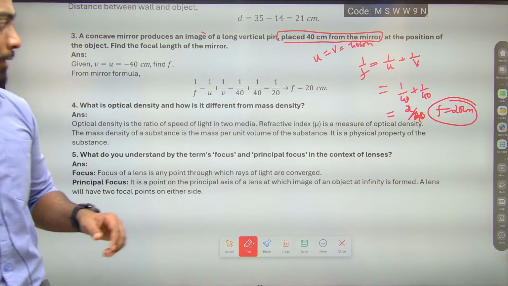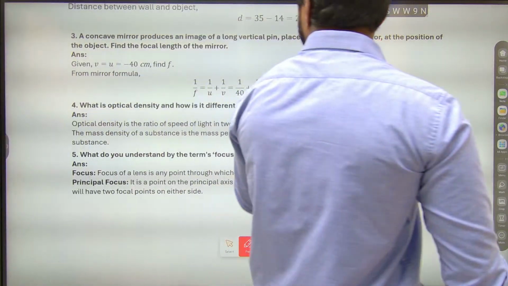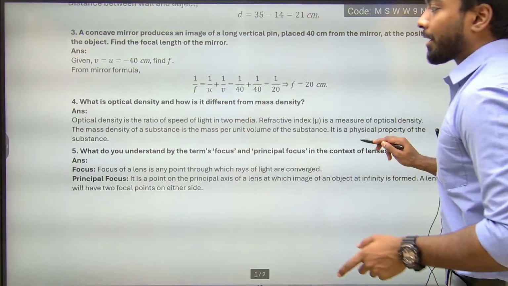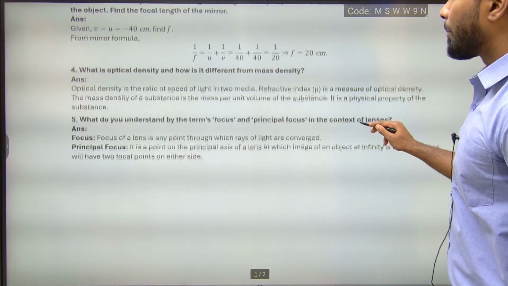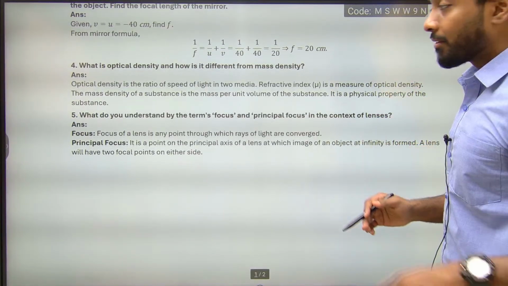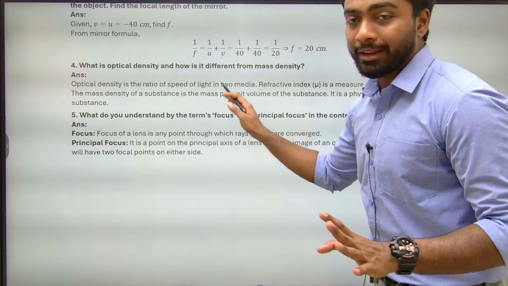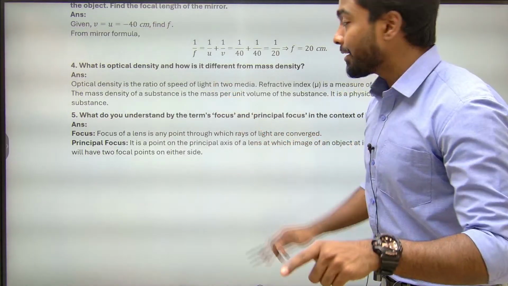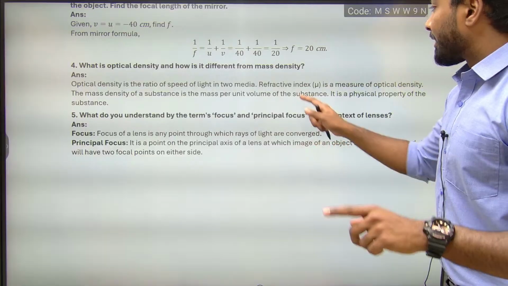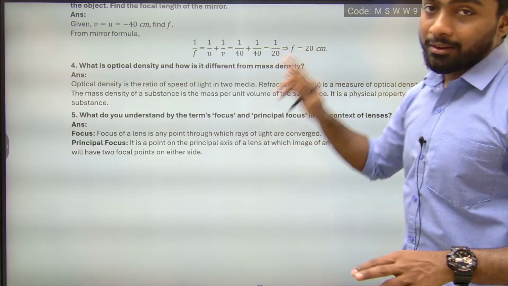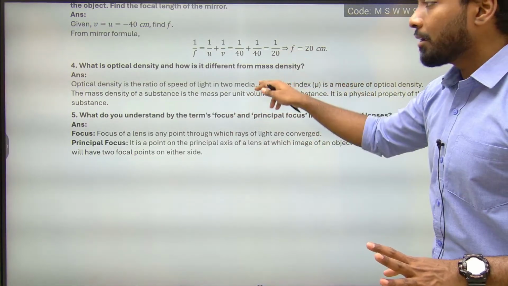Got it? Okay. So what is the optical density and how is it different from the mass density? Optical density is nothing but the ratio of the speed of light in two media. And refractive index is the measure of optical density. Okay, refractive index is the measure of optical density.